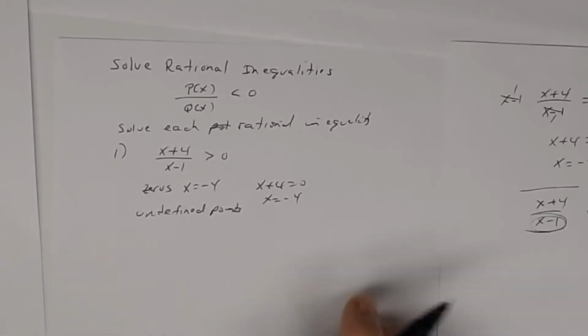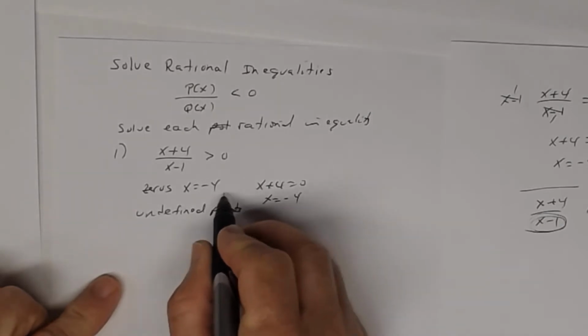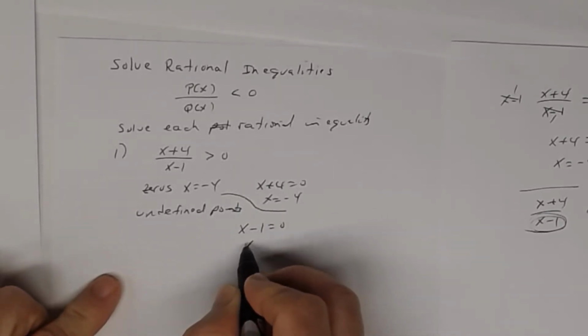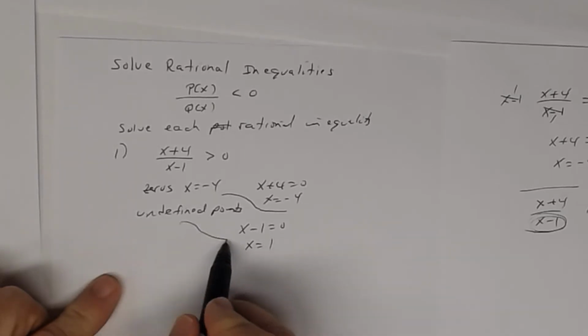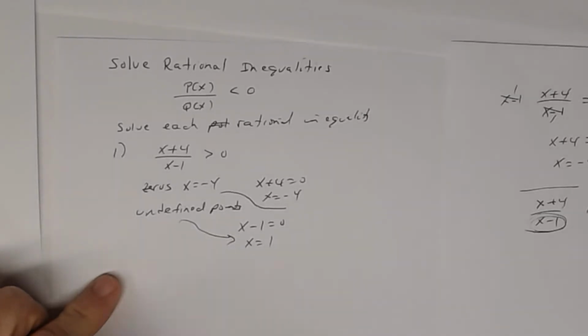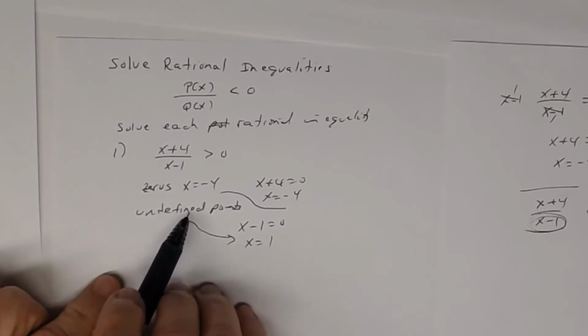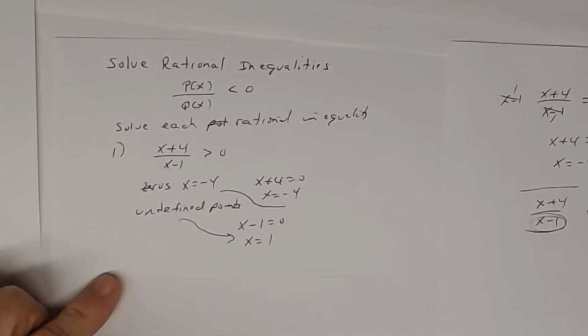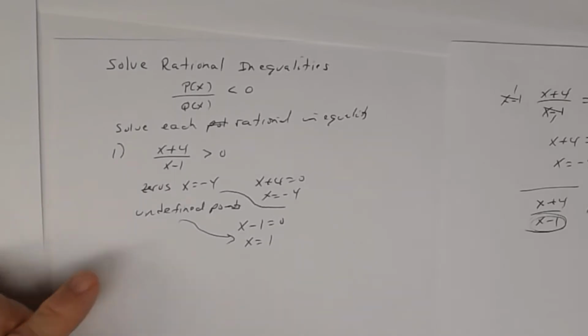All right, so to find the undefined points, we're going to say x minus 1 equal to 0. So x has to equal 1. So there is my undefined point. So my 0 is at -4, and my undefined point is when x is 1. Okay? All right, so that is steps 2 and 3.